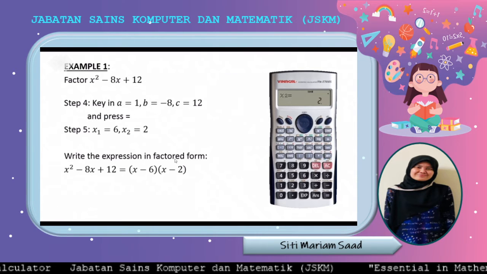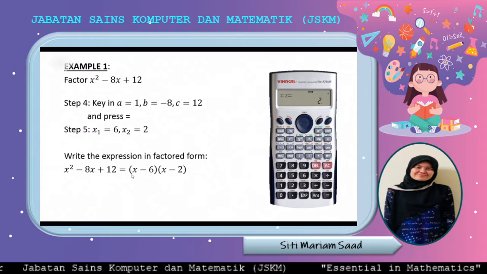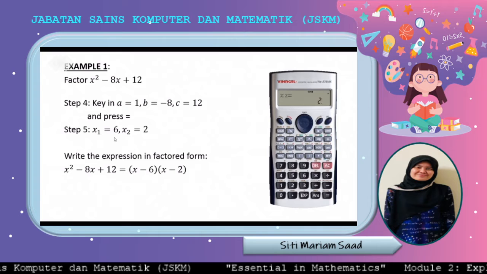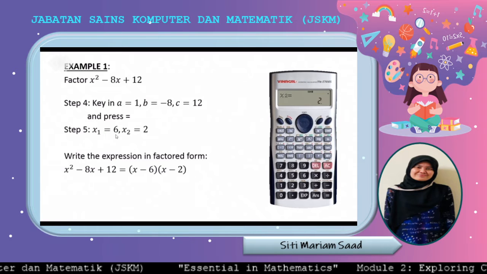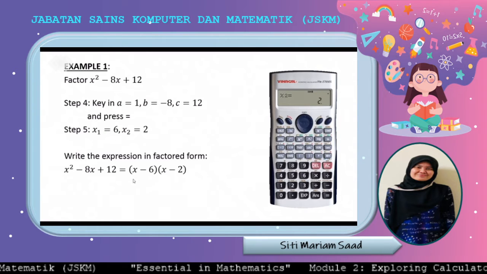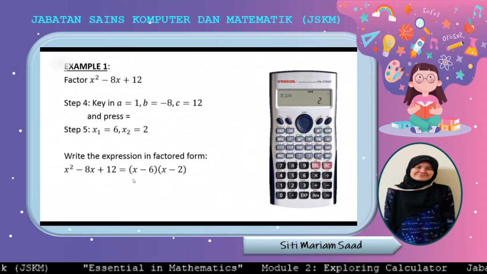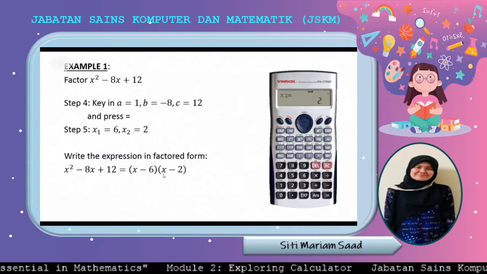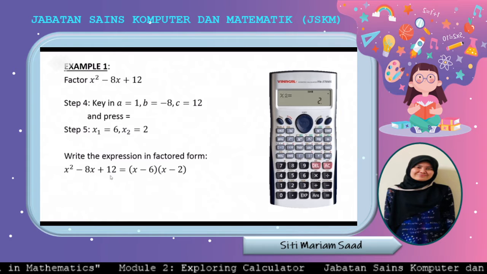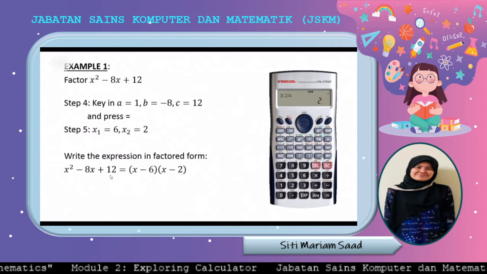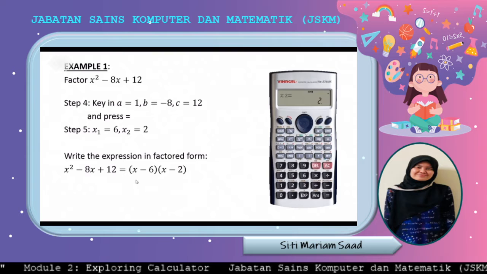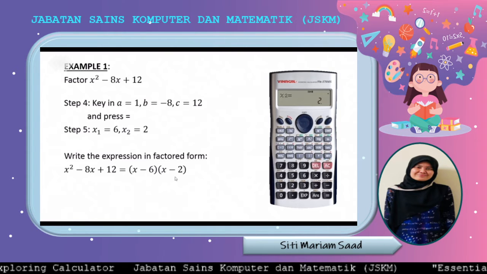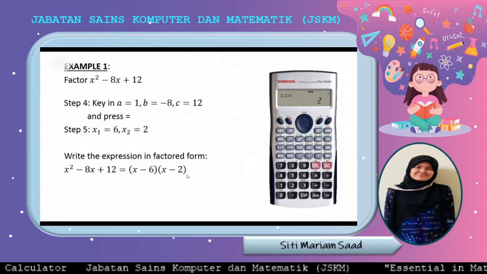To write the expression in factored form, we form it from these values. The first factor we write as x minus 6, and the second factor as x minus 2. So the expression for this quadratic in factored form is x minus 6 times x minus 2.